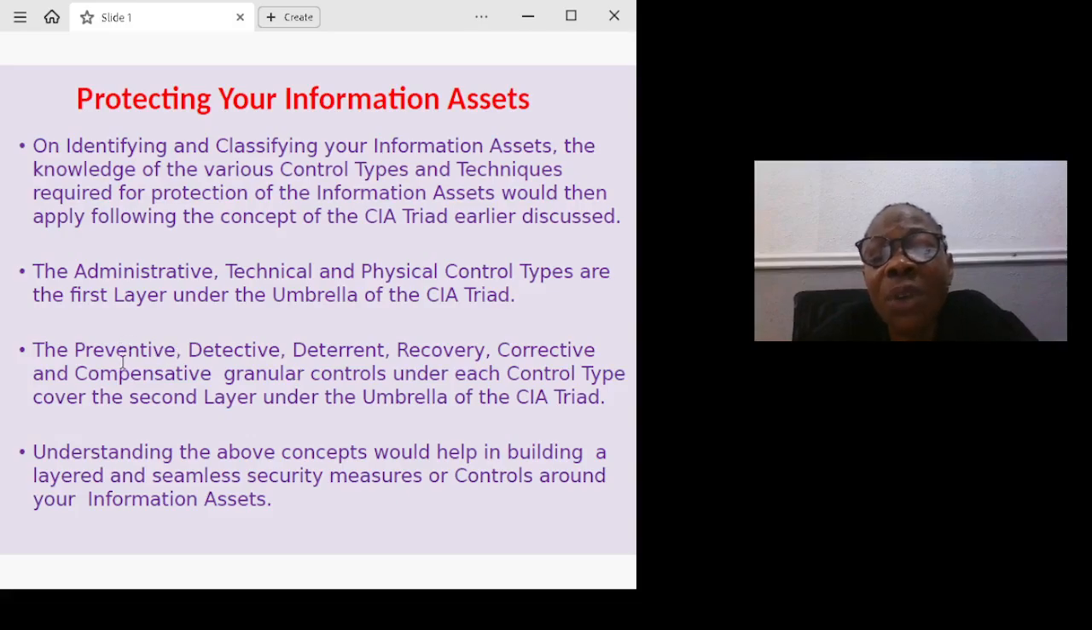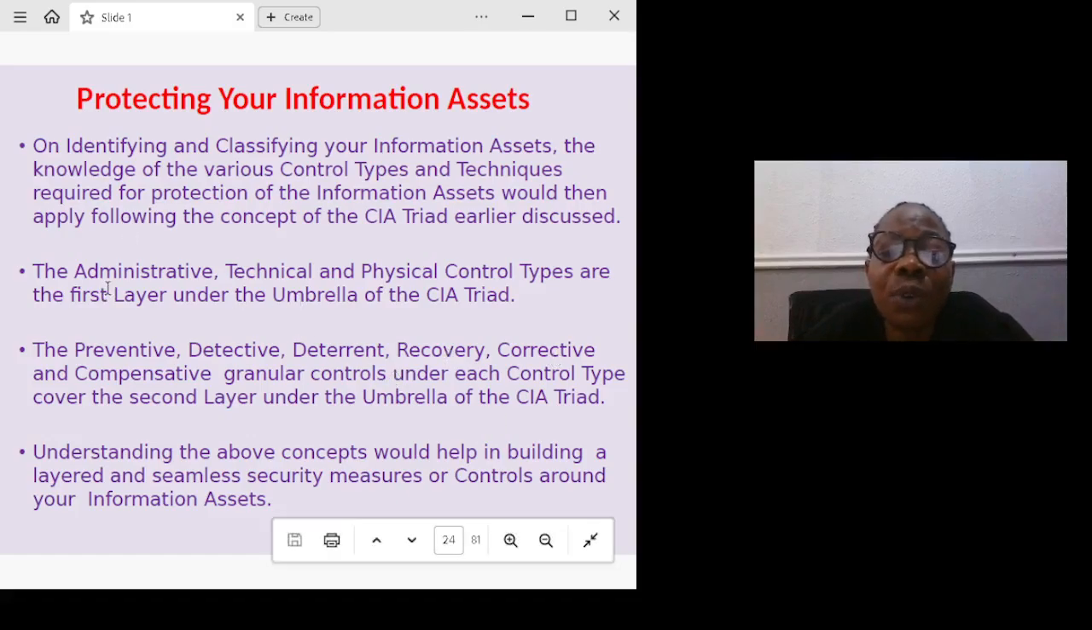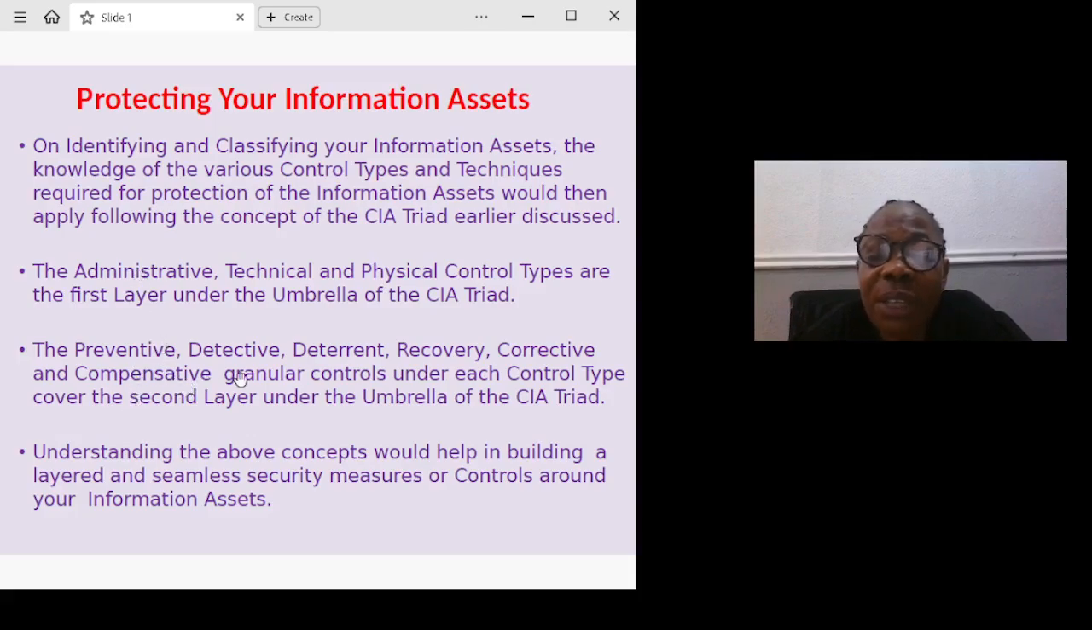So most of them, you have preventive administrative control, detective administrative control, deterrent administrative control, recovery administrative control, corrective administrative control, and then compensative administrative control. Of course, directive administrative control. I always like to put it as the seventh one. Now, you have technical control.